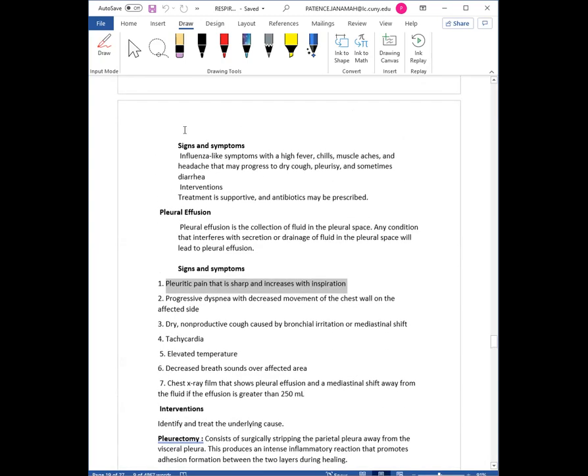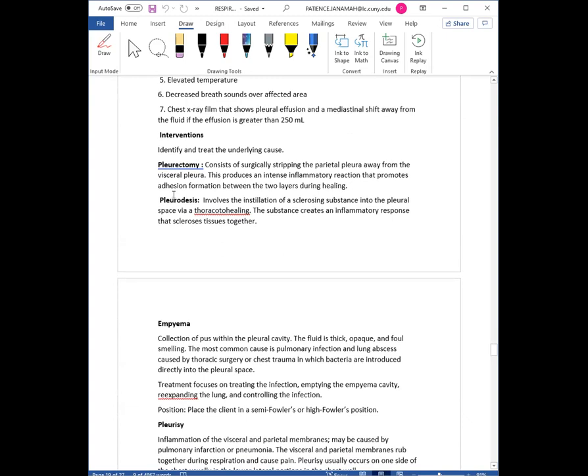Is that what I'm talking about? Yes. So we have the intervention for them to identify the underlying cause and then they treat that. Besides that, pleurectomy, the surgical stripping of the parietal pleura away from the visceral pleura. So surgically they will go to that side and then they strip it, or they reduce it to be able to help reduce the inflammation and the tension. So this will promote adhesion formation between the two layers during healing. So after that, they give the patient antibiotics or anti-inflammatory medications to help with the inflammation.